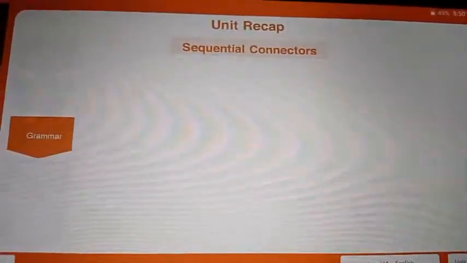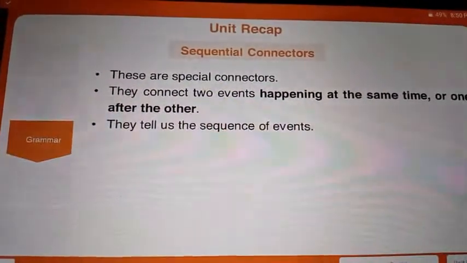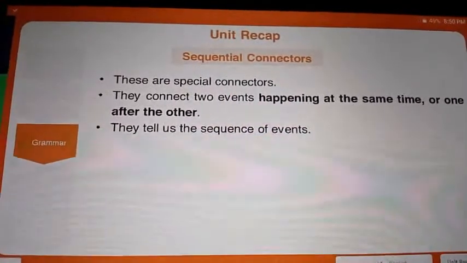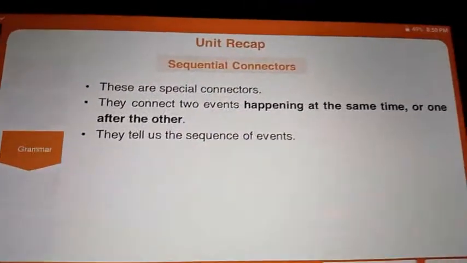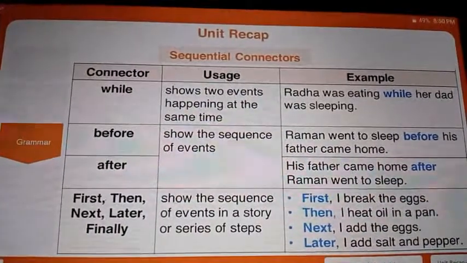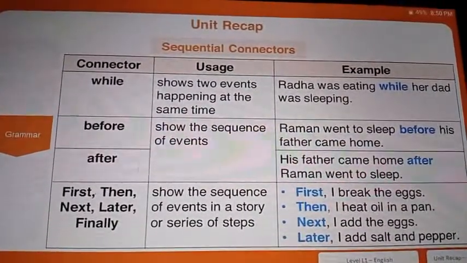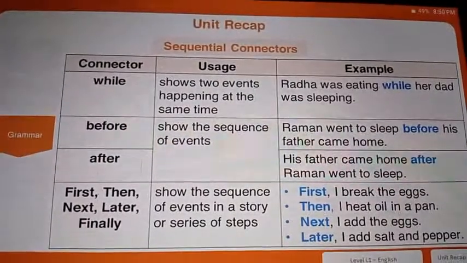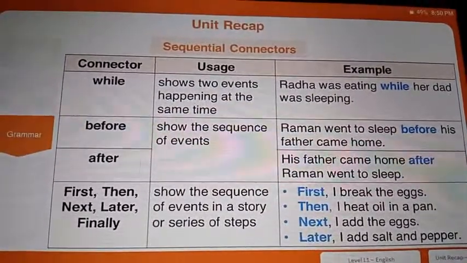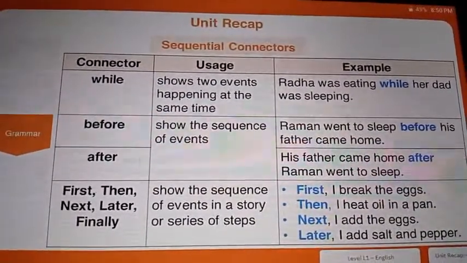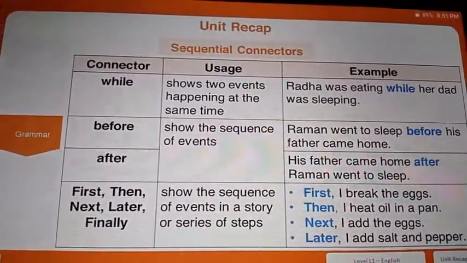We also looked at some sequential connectors. Sequential connectors are a special type of connectors. They connect two events happening at the same time or one after the other. They tell us the sequence of events. Here are some examples of sequential connectors. While shows two events happening at the same time. Before and after show the sequence of the events, like, when does it happen? Connectors like first, next, finally show the sequence of certain events in a series of steps.